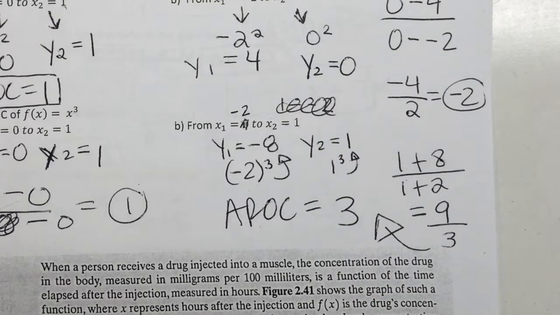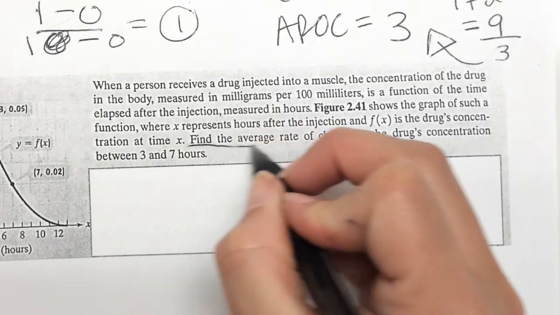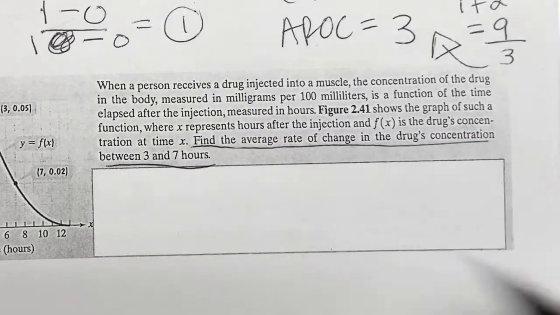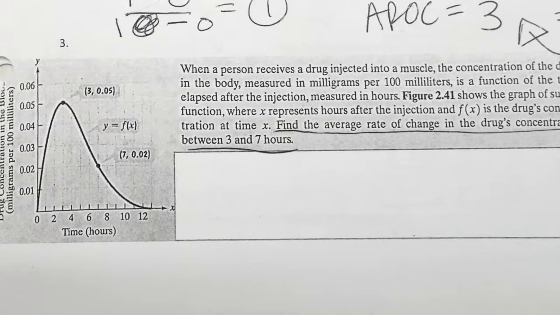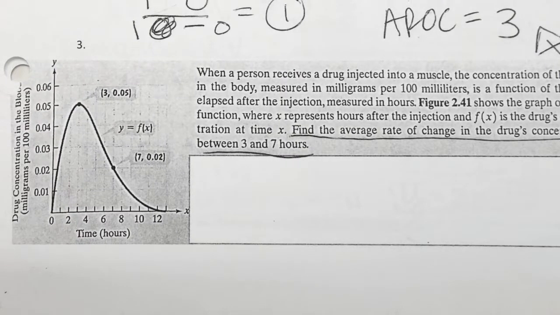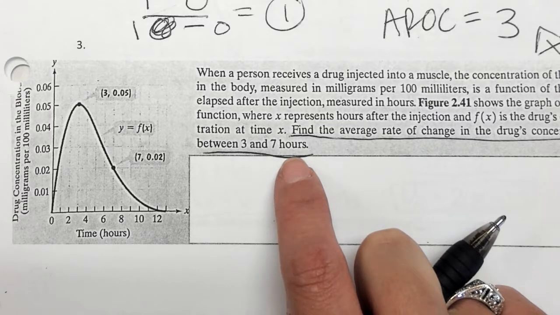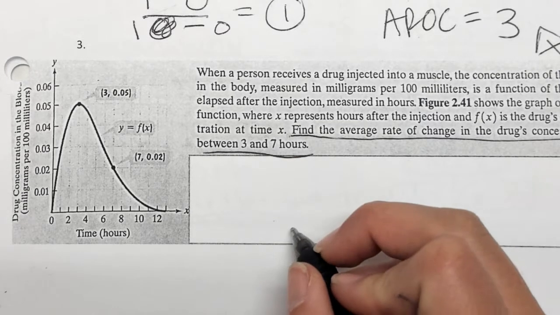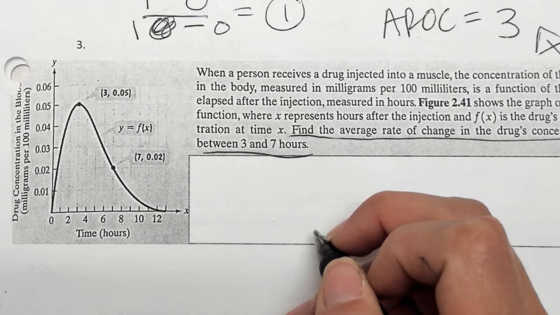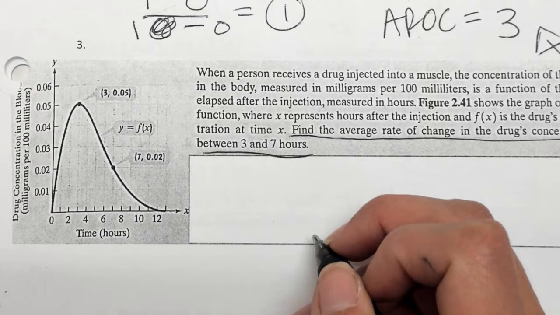Alright, so same thing. Now we have a word problem where we're finding the average rate of change. Just underline this part. That's the only important part. Between 3 and 7 hours. So the 3 and 7 are our x's or y's? X's because they're what? Hours is talking about time, right? So those will go on bottom. And what order do y'all want to put them in? 7 minus 3 or 3 minus 7?